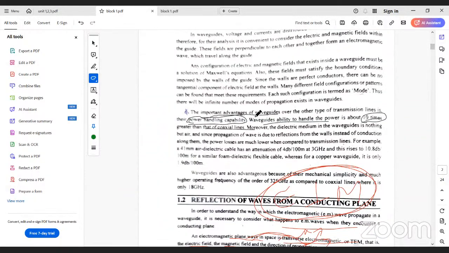What are the advantages of waveguides over normal coaxial cables? A very important point is that the power handling capability is good, and the power is 10 times higher than normal coaxial cables.